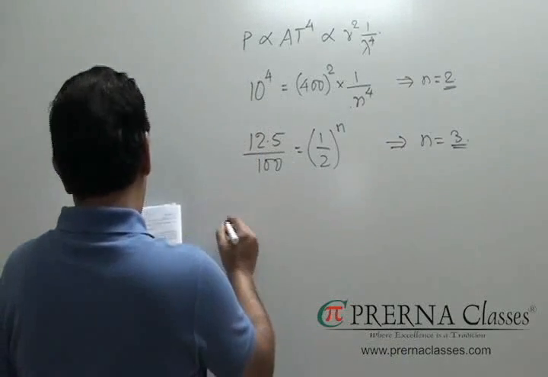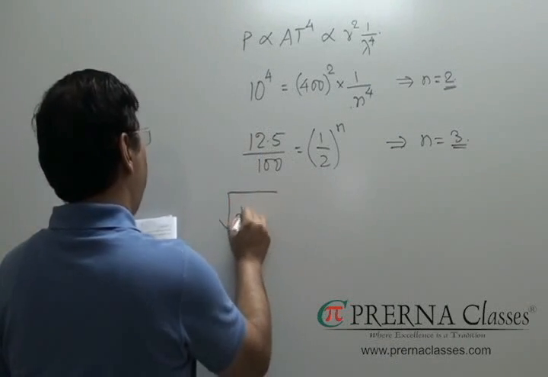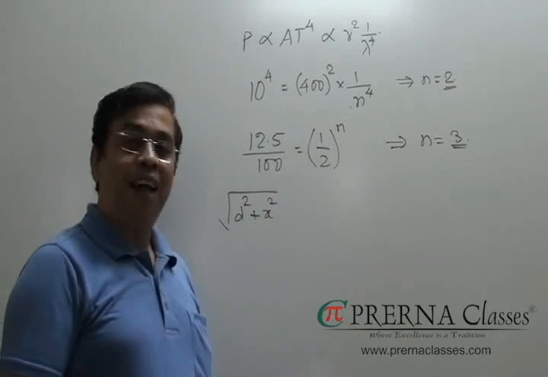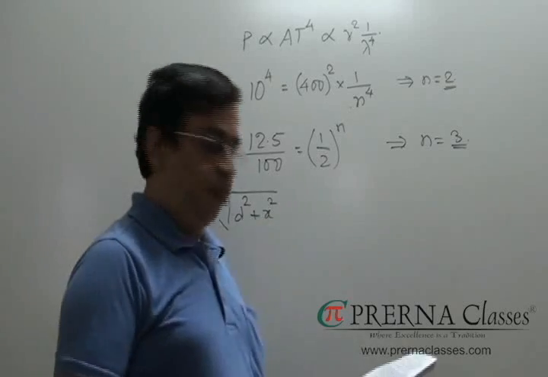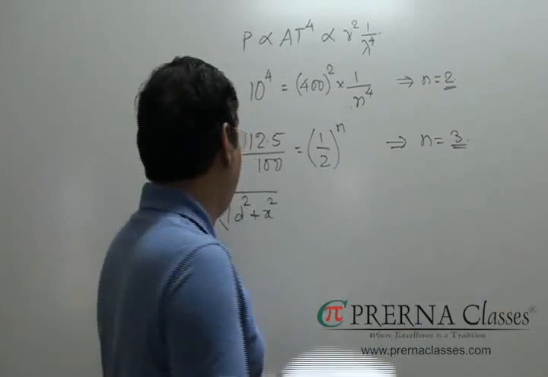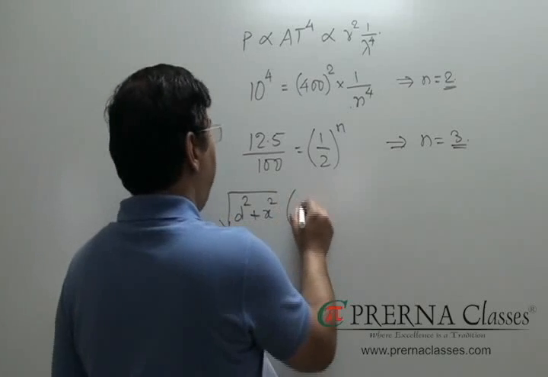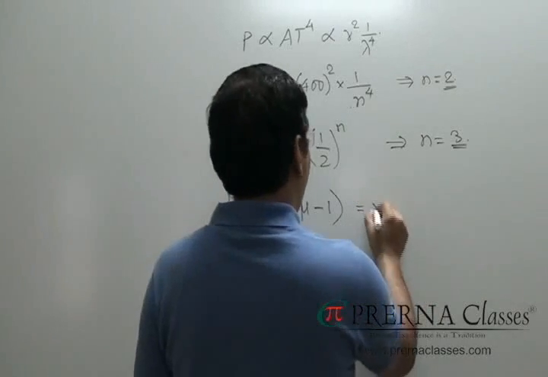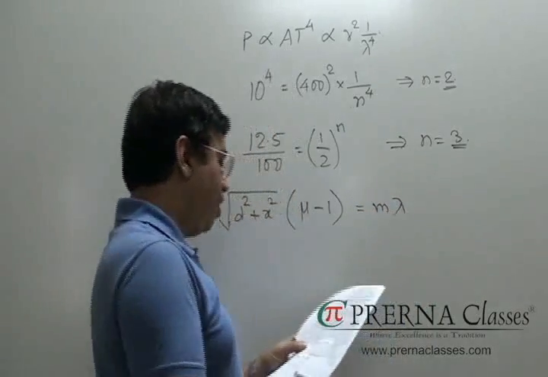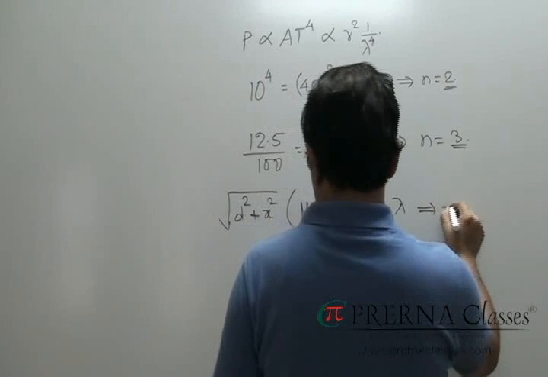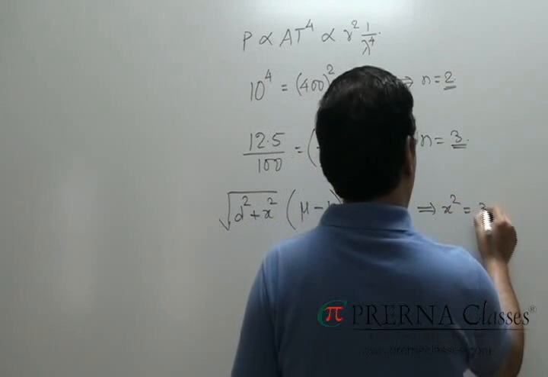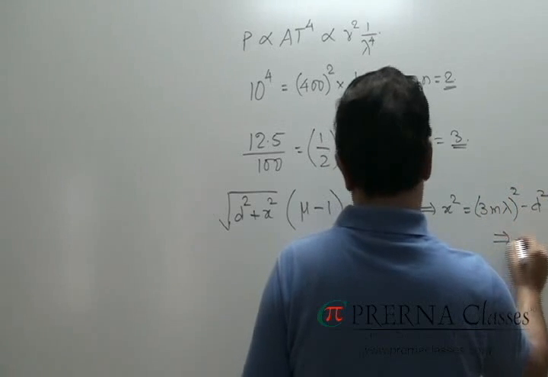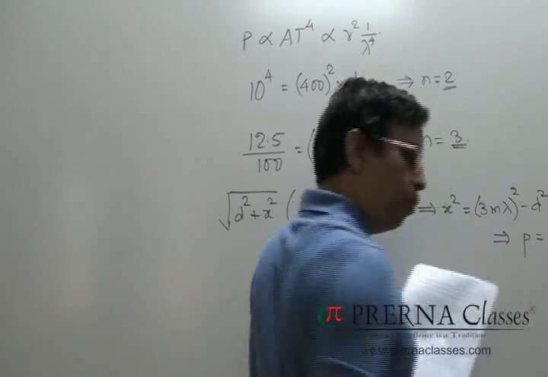Now if I consider the path length in air, that is simply going to be given by this expression. The path length in water is going to be the same as this, but the optical path length would become mu times larger. So the path difference that we get then is going to be this quantity, which as per the given statement needs to be a multiple of lambda. If we take that as m lambda, we can transform this to an equation like x square is equal to 3m lambda whole square minus b square, which gives us the value of p as 3.